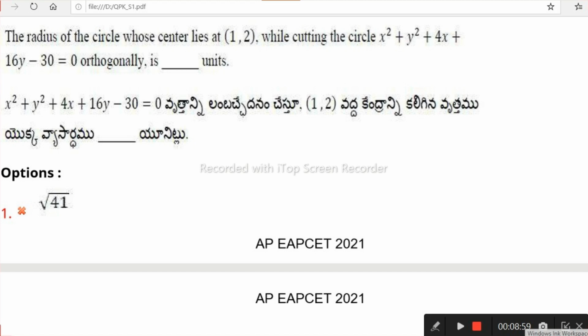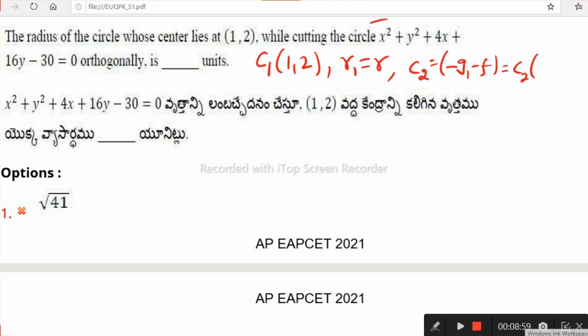The center of the first circle, C1, I am taking as (1, 2). We don't know the radius, that is taken as r1 is R only. So C2 is the center of the second circle. What is given? x square plus y square plus 4x plus 16y minus 30. Now from this we can use the minus g, minus f formula. What is the center?